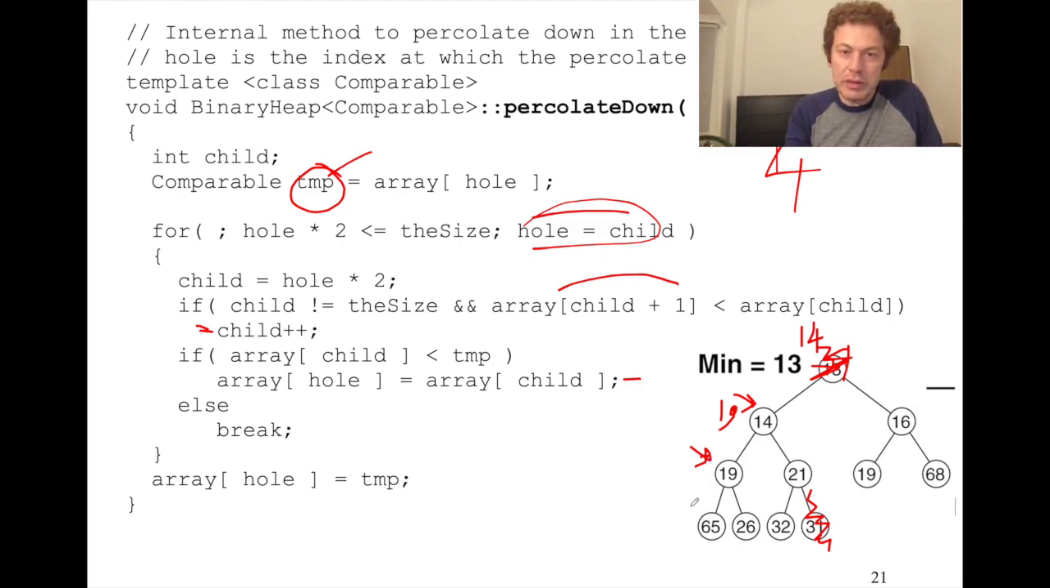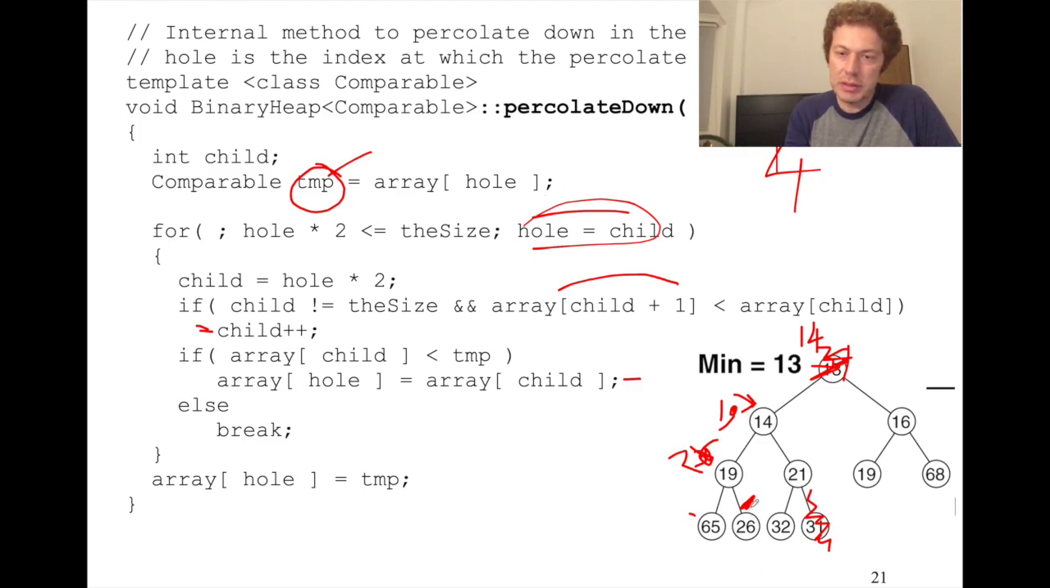Now look at left child, 65, and look at the right child, be careful, which is this. So right child 26 is less than 65. Yeah, so true. So move to that child. So skip this, and this is the child actually I will be interested in. So is 26 less than 31? Yes. So what you do is to the hole, which is this hole, move this guy, 26 here, okay, and do nothing else.